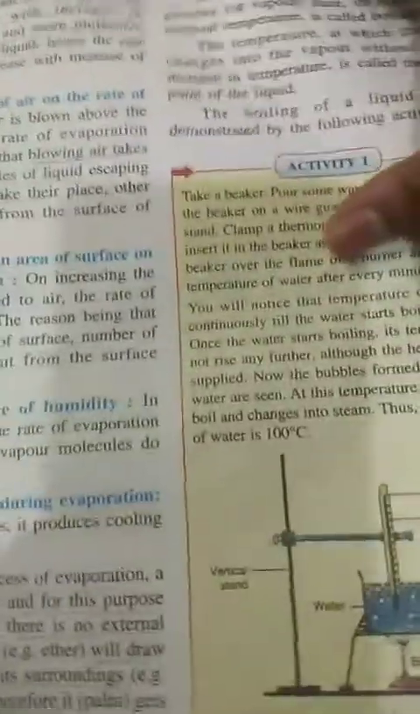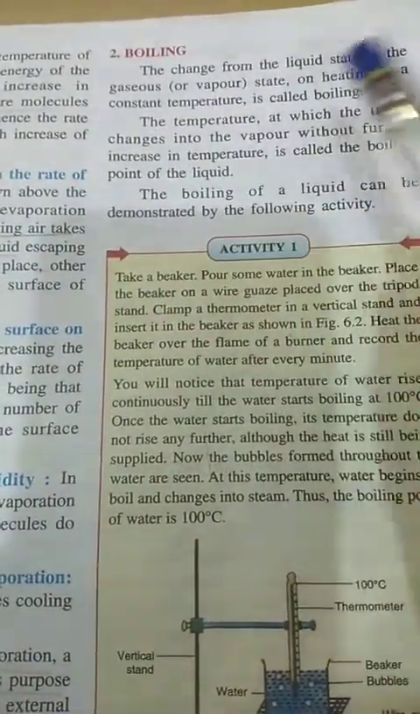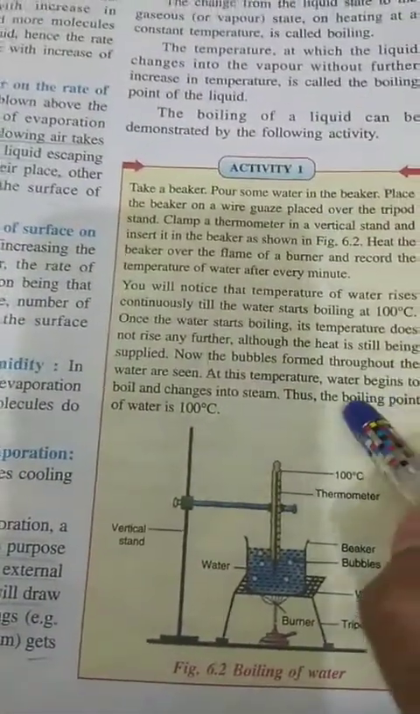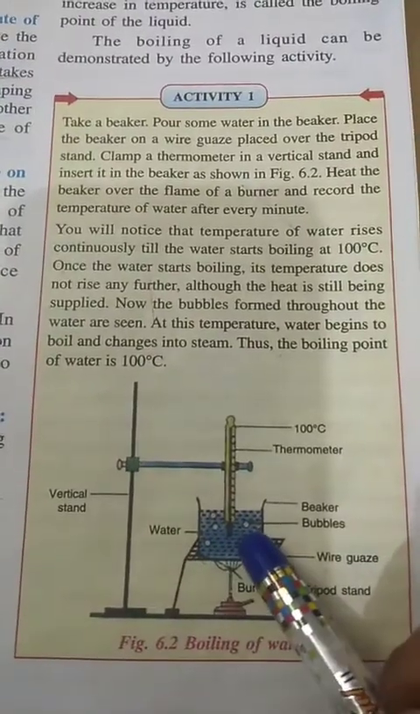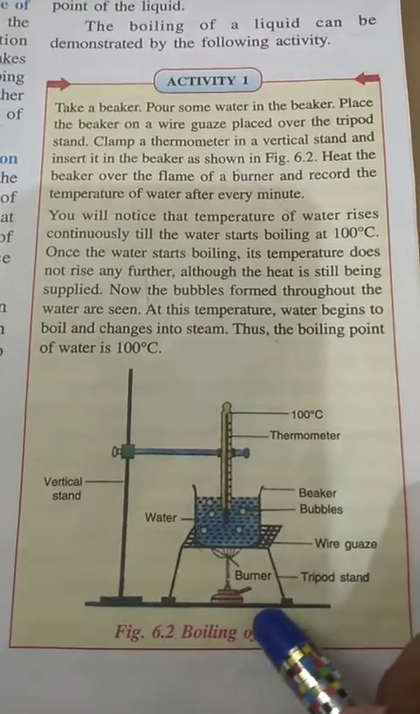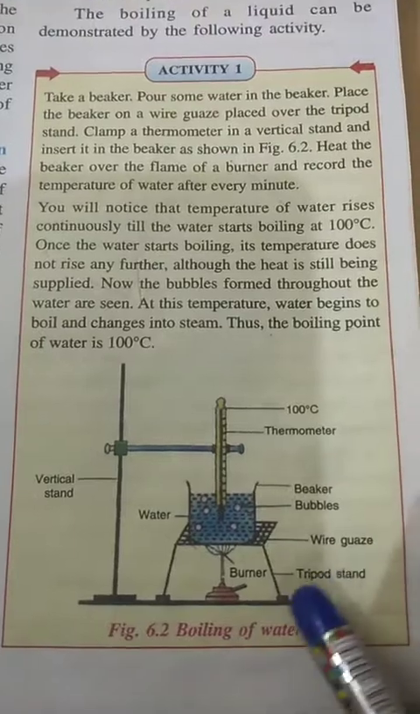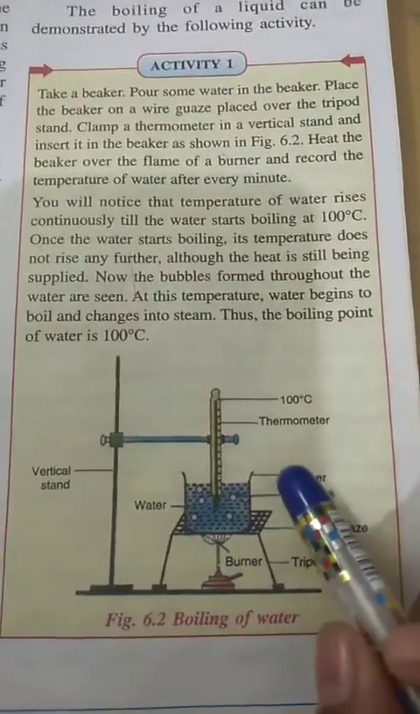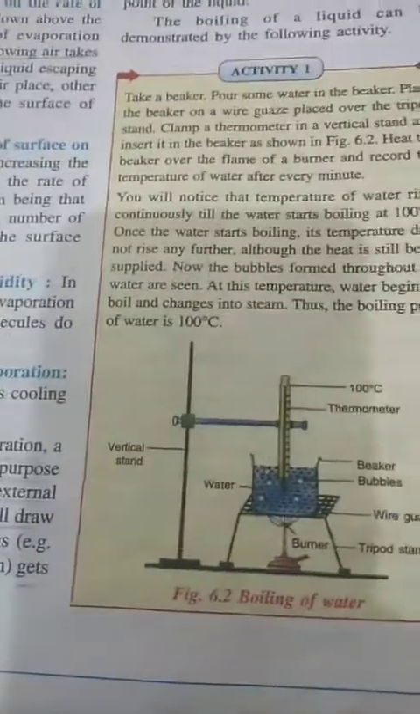The next is boiling. We also know about boiling, that boiling is the change of liquid to vapor at a constant temperature, that is 100 degrees Celsius. That is called boiling. This is the activity which is shown. They have taken a beaker full of water, and this beaker is kept on the wire gauze on a tripod stand, and the heat is given from the burner. The thermometer is placed in the water.